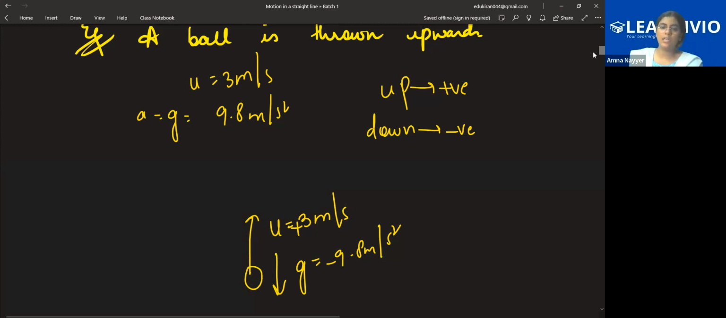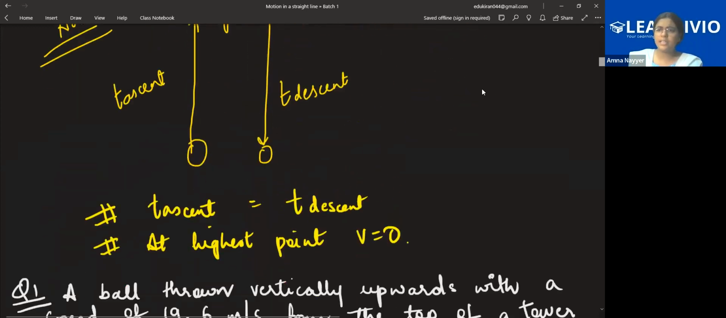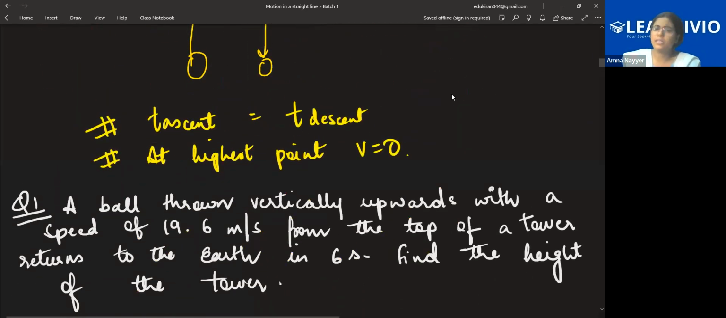Now, let's start with the questions directly, because no other concept is involved. You will all be using only the three equations of motion, for uniformly accelerated motion. So that we will be following.